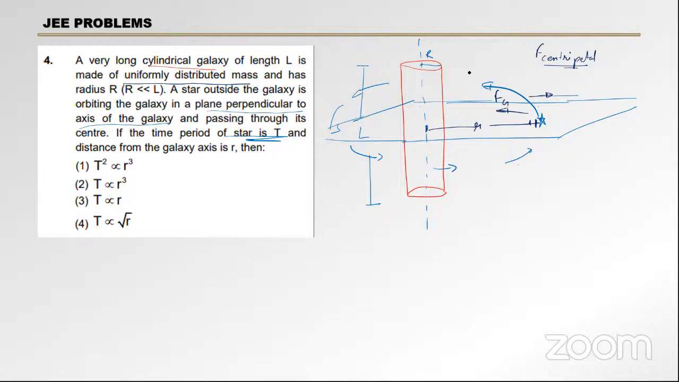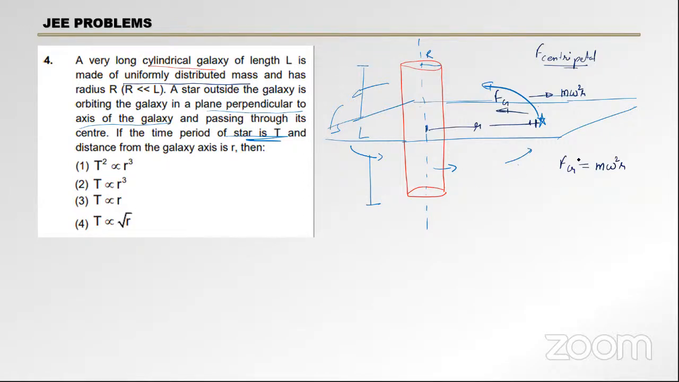It attracts by gravitation, and there will be some centripetal force which will be outside, which is, what was it, m omega square r, where m is the mass of the star, omega is the angular velocity, and r is the distance from the cylinder, right? And it is rotating completely, not with some ups and downs. We are assuming that it is rotating in a circular motion. So this Fg will be equal to m omega square r, right?